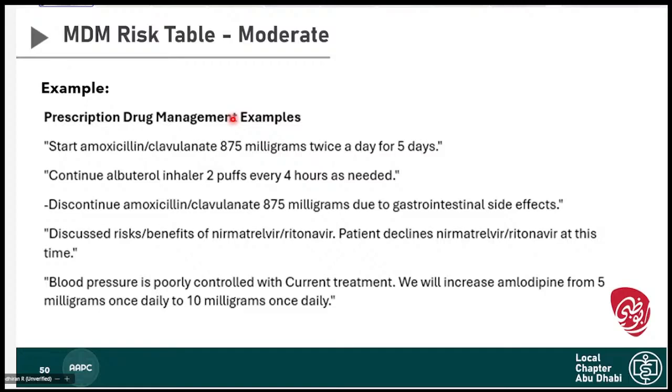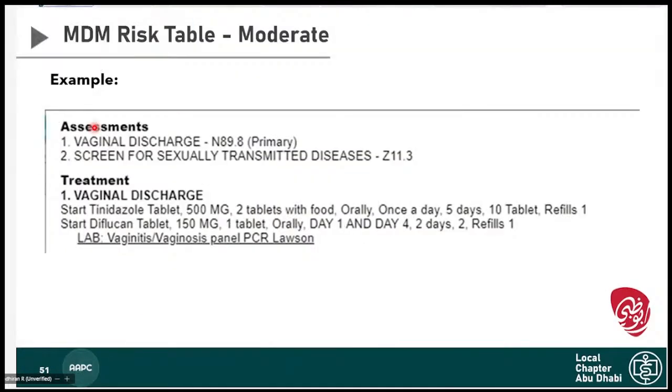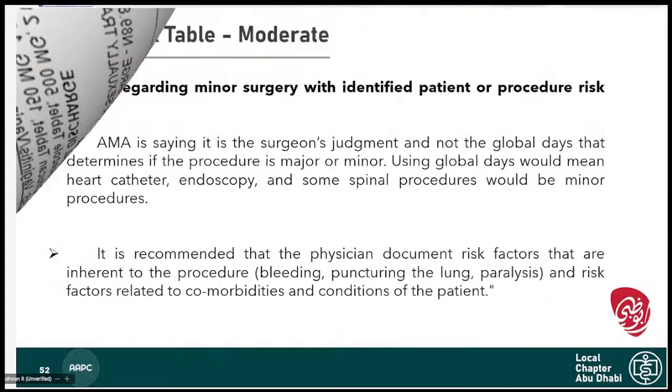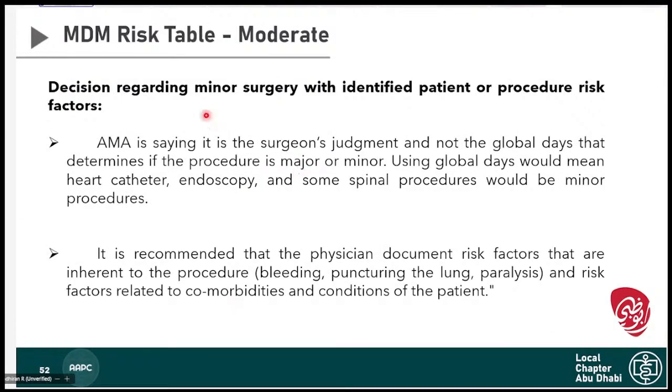The main important thing is that these management actions must be documented by the provider in the assessment and plan. Only then can we consider prescription drug management. We should not consider the current medication list and all, so that should not warrant. Example here, in the assessment, the patient came with vaginal discharge and was screened for sexually transmitted disease. For the vaginal discharge, the provider ordered tinidazole and fluconazole tablet. Both should be considered as prescription drug management. So next we'll discuss decision regarding minor surgery with identified patient or procedure risk factor.